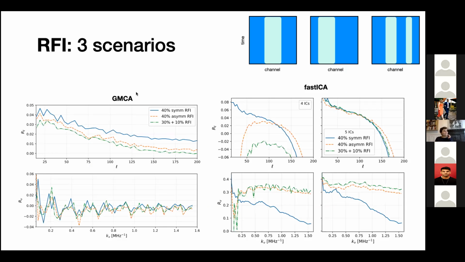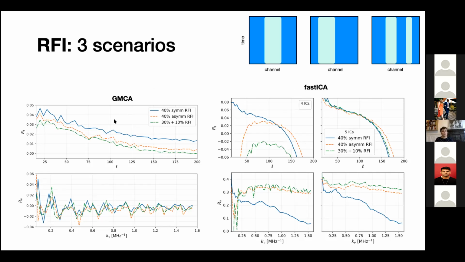These are the results for GMCA, still for 3 sources, and still in this relative difference in angular power spectrum and in the line of sight power spectrum. And you see that we still get something that we are happy about. The RFI issue is not compromising the reconstruction by GMCA. For instance, the same exercise done with FastICA doesn't give the same results; it depends on the RFI scenarios I'm looking at. I need to increase the number of components from 4 to 5 in order to get something consistent. Also in the line of sight, things do not look so smooth.